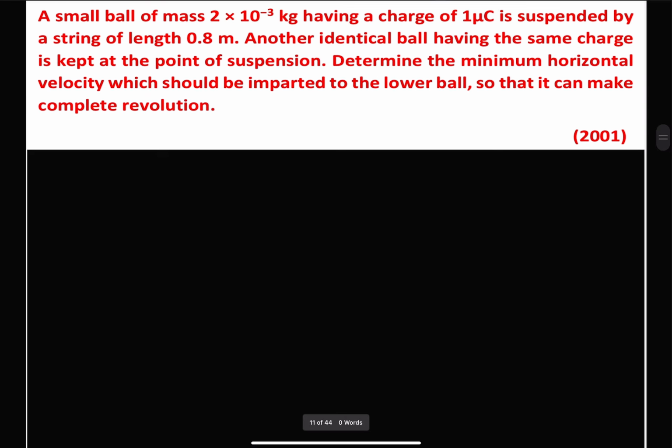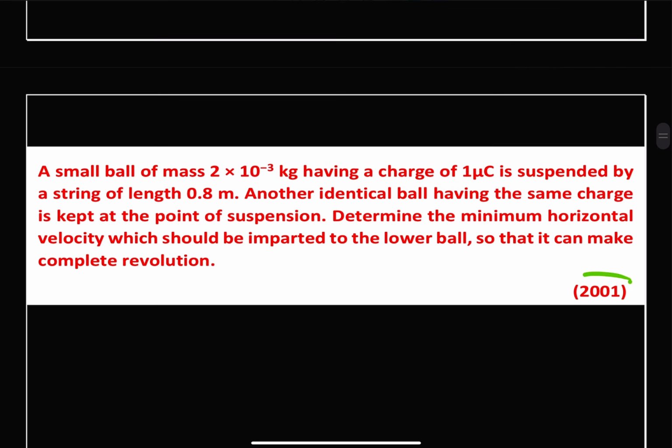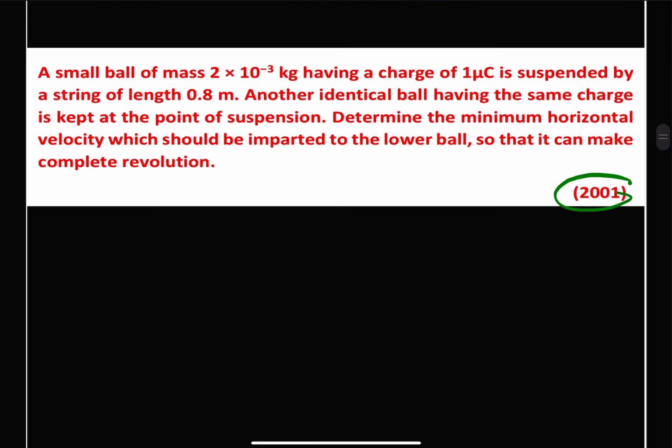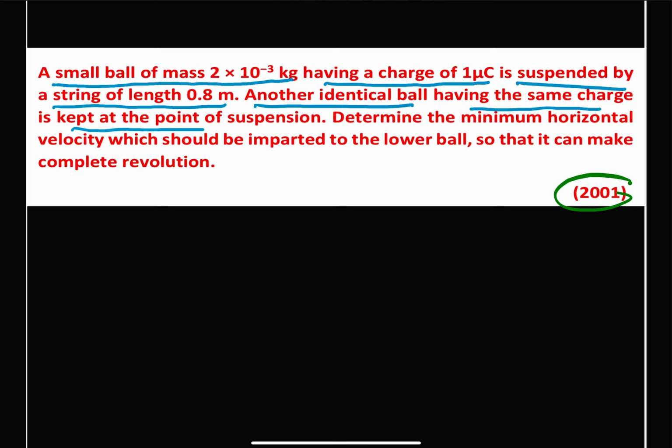Next question. It was asked in 2001, and it states that a small ball of mass 2 into 10 to the power minus 3 kg having a charge of 1 microcoulomb is suspended by a string of length 0.8 meter. Another identical ball having the same charge is kept at the point of suspension. Determine the minimum horizontal velocity which should be imparted to the lowest ball so that it can make a complete revolution.